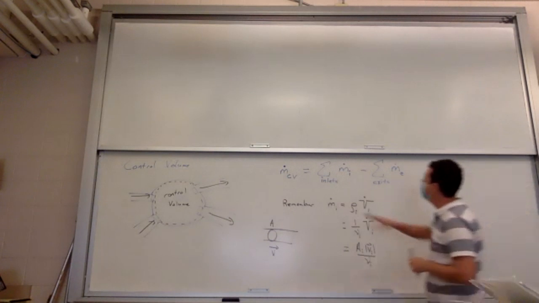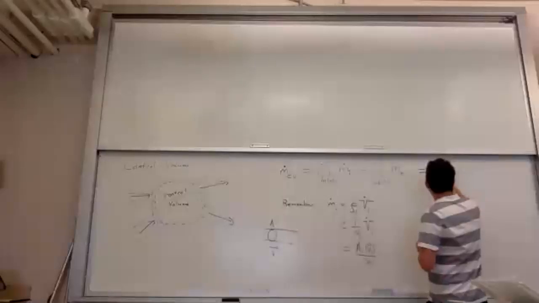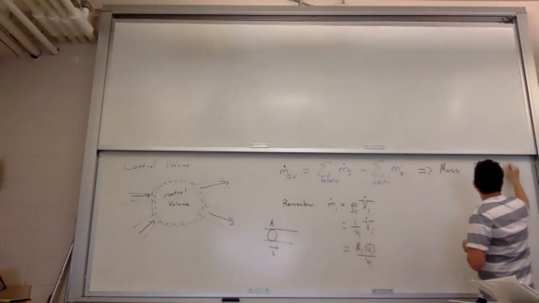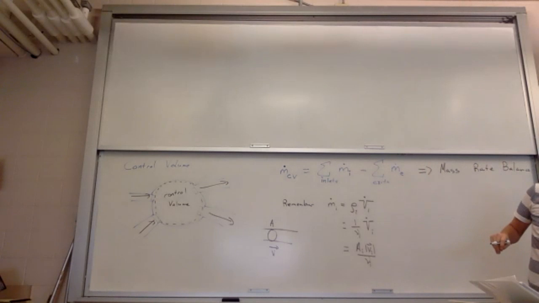So this is called the mass rate balance. Mass flow rate. Anyways, they say mass rate balance. I would call it mass flow rate balance. But we're also going to have an energy balance equation, right? So basically, it just says all the masses have to add up. However you do it. Okay. Great.